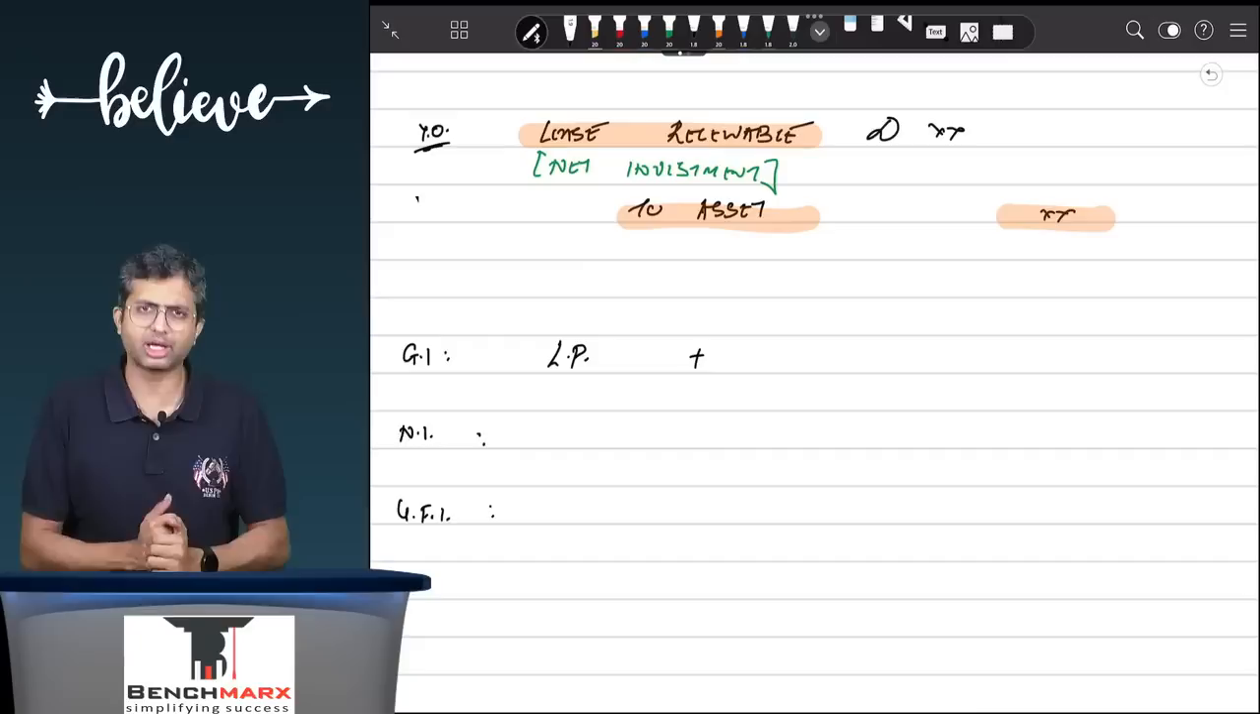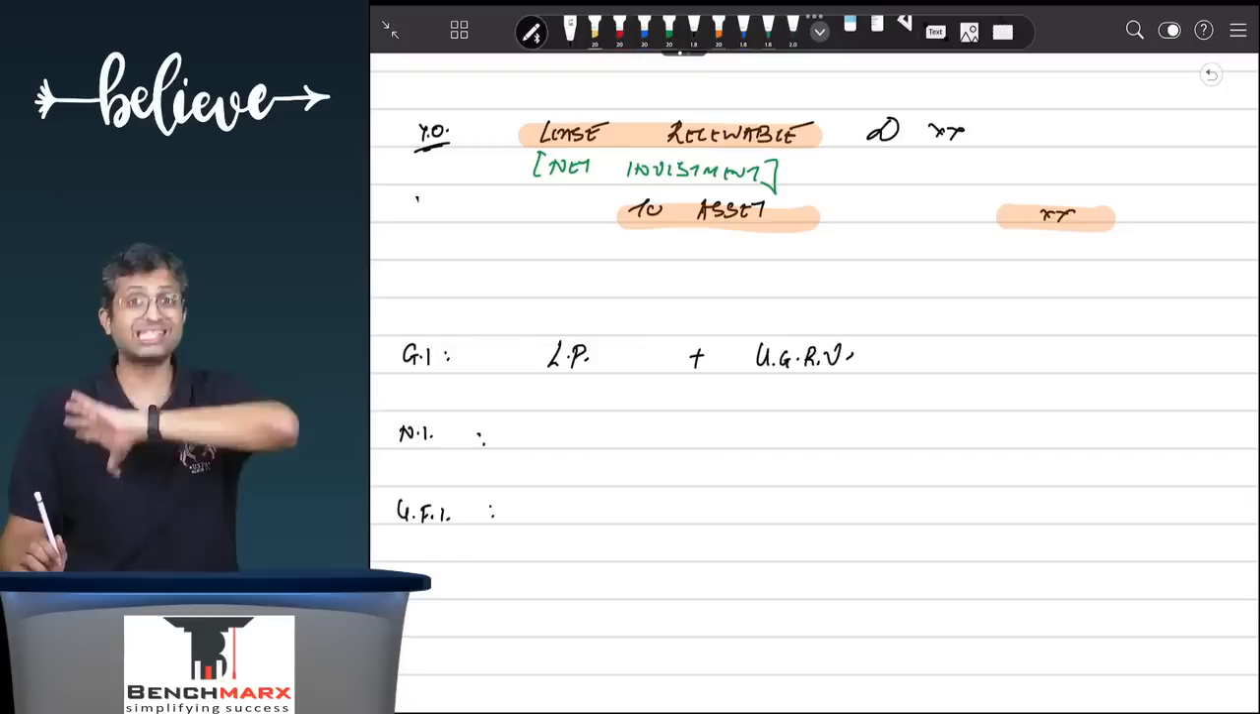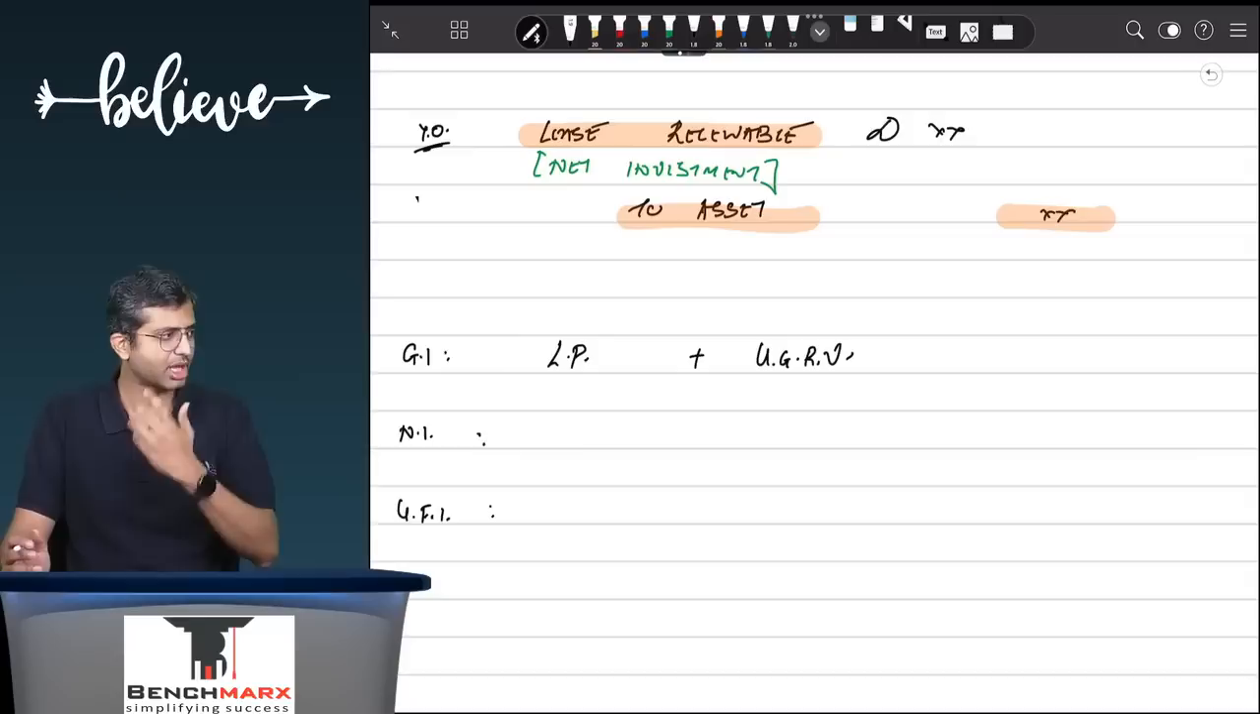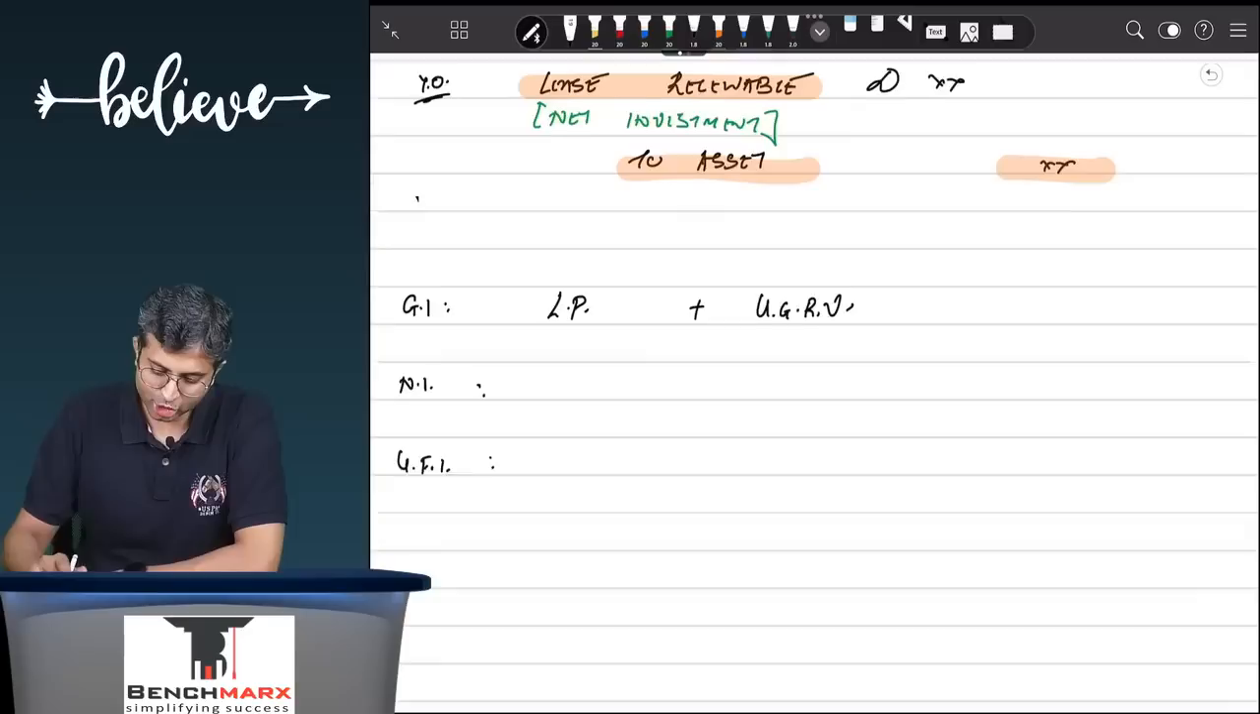And hence even your unguaranteed residual value will be taken for the lessor. Will it be taken for the lessee? No, because the lessee does not have to pay it. If the lessee does not have to pay, it is not a cash flow for the lessee, but the lessor has to receive, or the lessor can potentially receive, and hence it can be considered as a cash flow for the lessor. So over here, this will be, let us say, a lease.